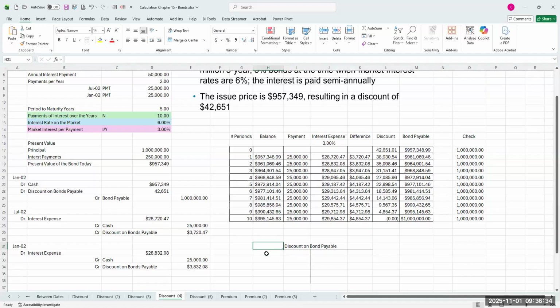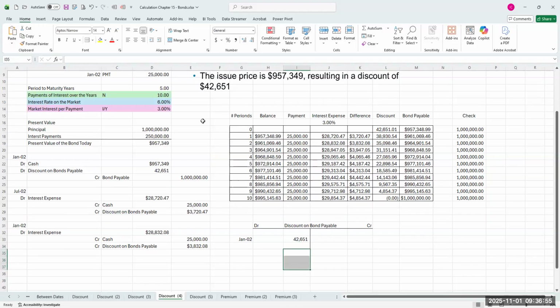That, and this is your debit, and on this side is your credit. So this account is gonna start with a debit balance. When we issue the bonds on January 02nd, we're gonna start with a debit balance, which equals 42,650. Now our objective is again to bring this balance down to zero.